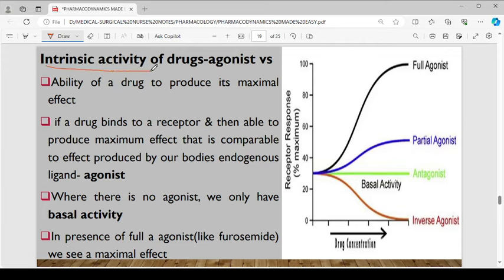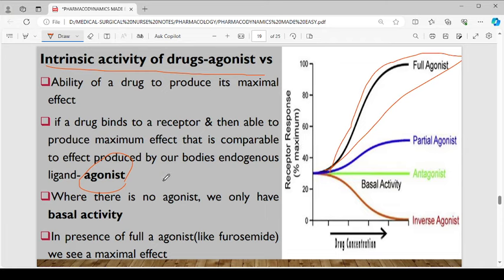Okay, so next we look at now the intrinsic activity of drugs, that is the concept of agonist versus antagonist. Of course, we know the intrinsic activity is just the ability of a drug to produce its maximal effect. So if a drug binds to a receptor and is able to produce a maximal effect somehow comparable to the effect produced by our own body's endogenous ligands or substrates, that means this will be an agonist, right? So an agonist will be able to bind, then bring about the effect of the drug, okay? An example of a full agonist could be Lasix, the furosemide, for that case, okay?